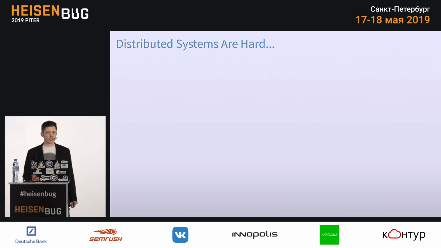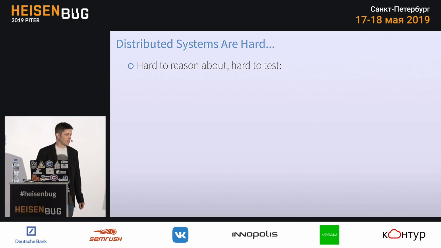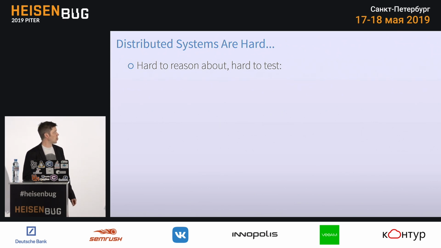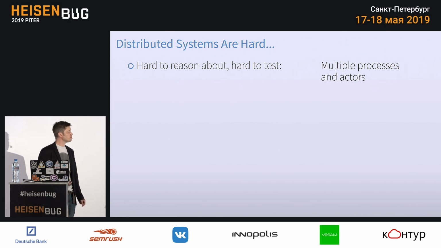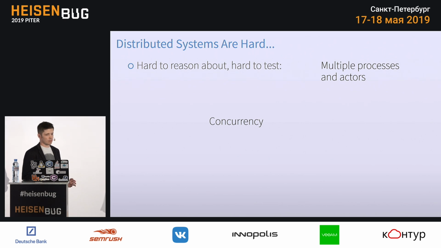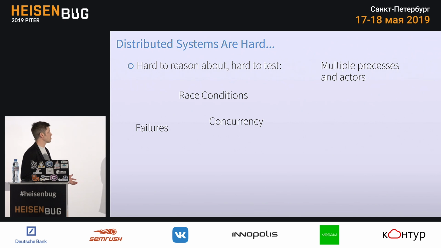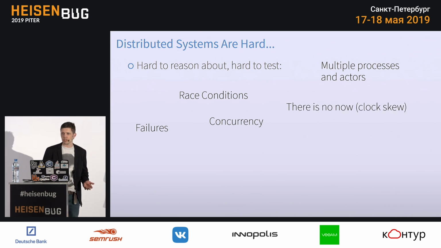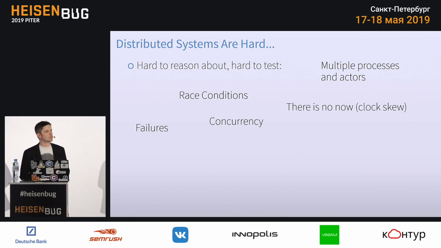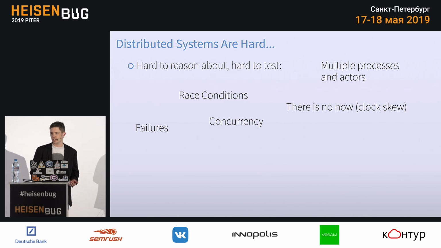So people say distributed systems are hard, and that's true. It always comes down to the same problems, that they're hard to reason about and hard to test. Basically, we've got multiple processes and actors all interacting concurrently in a system. We have race conditions, failures. There is no now, so different servers can have a different idea of what now is. There can be clock skew, so we can't rely our algorithms on timestamps.